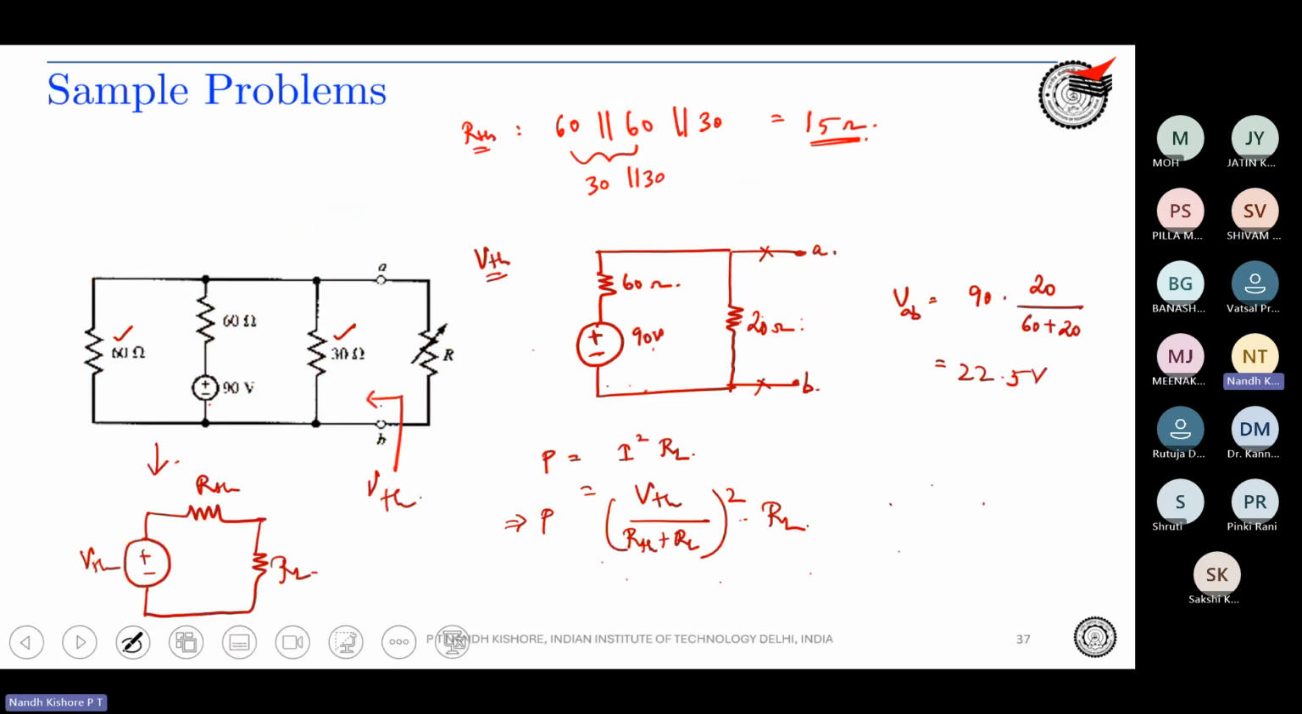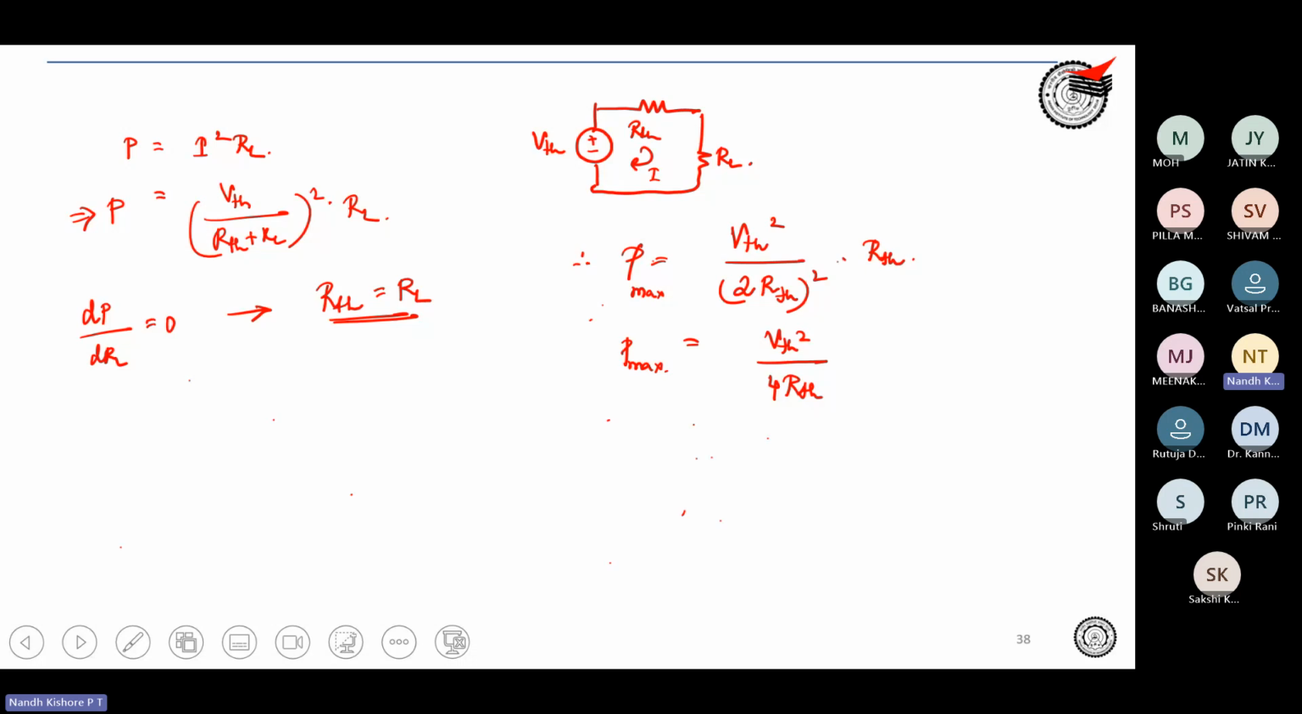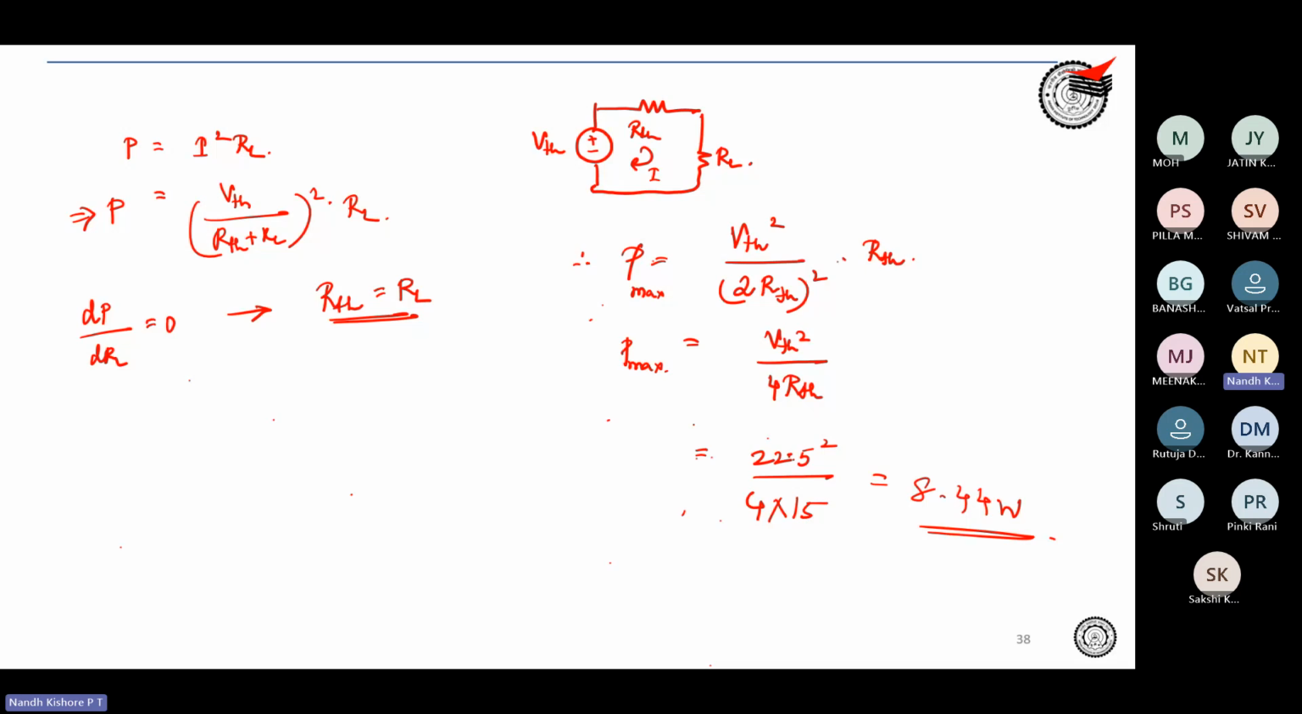So we found out V Thevenin is 22.5 volt. We know R Thevenin is 15 ohm. So from this you can find out P max, right? So P max is basically 22.5 square divided by 4 into 15, which is how much? I think you should get somewhere around 8.44 watt. Is this fine? This is the theorem of maximum power transfer. Okay.